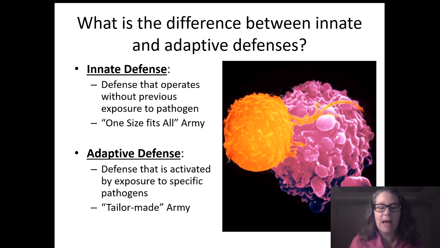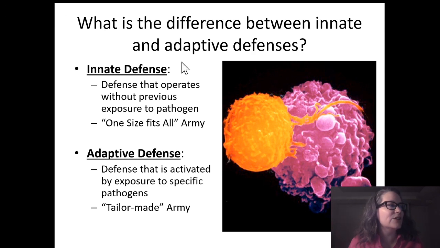Adaptive defenses, on the other hand, are defenses that are only activated by exposure to a specific pathogen. Adaptive defenses are going to be more individualized from person to person. They are more like your tailor-made army, like a suit that is tailor-made for you. These particular cells are only activated and built when you become exposed to a virus, bacteria, pathogen, or something in our world that can build these particular classes of cells.